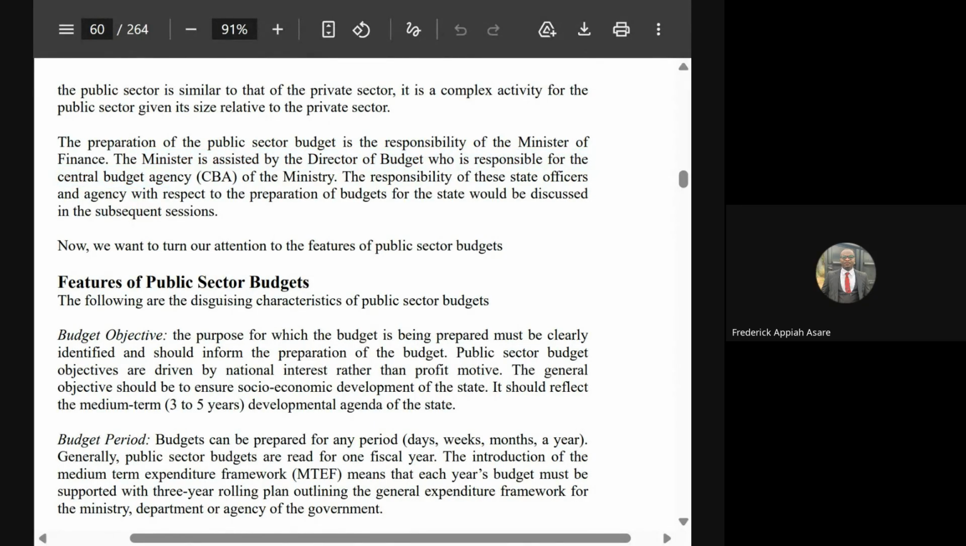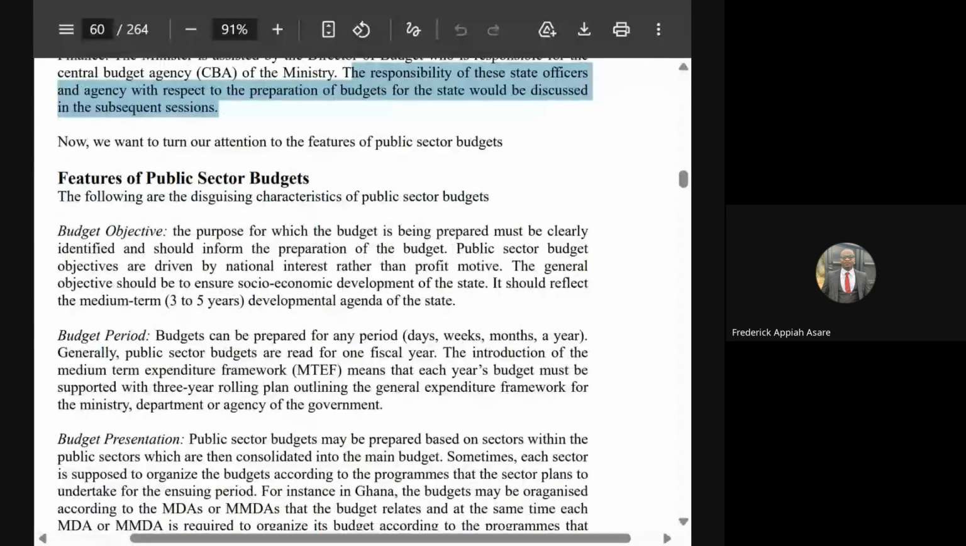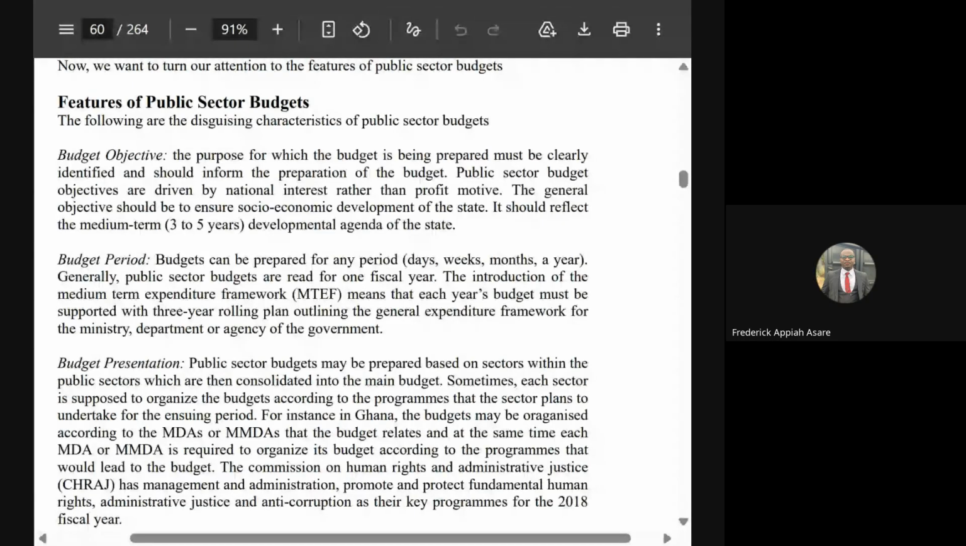Okay. So the Minister of Finance is responsible for the preparation of the budget. Usually, he's assisted by the Director of Budget, who is responsible for the Central Budget Agency. The responsibilities of these state officers and agencies with respect to the preparation of budgets and the states will be discussed in subsequent sessions. Now, let's look at the features of public sector budgets.